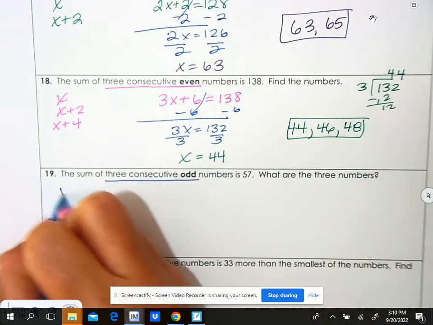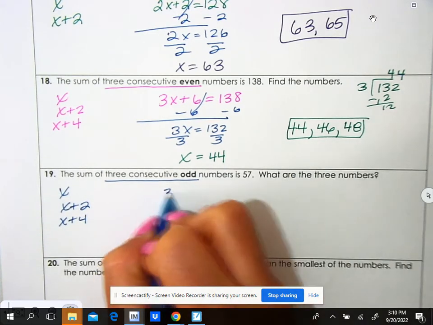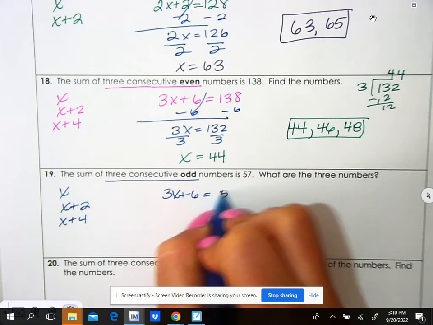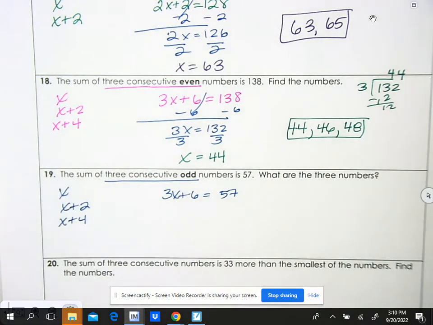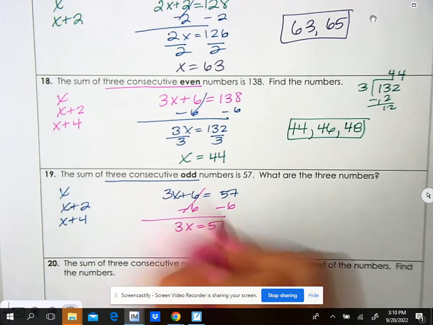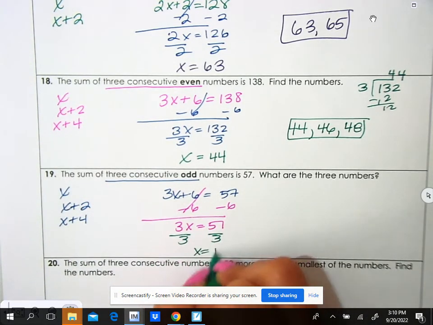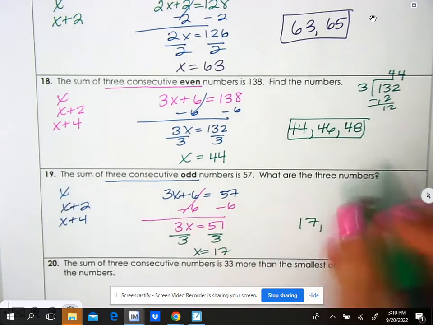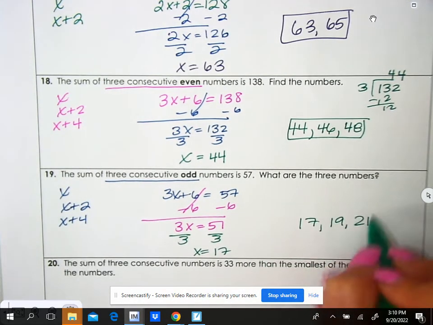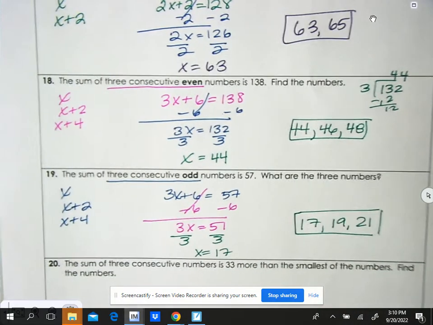All right. Again, 3 consecutive odd, x, x plus 2, and x plus 4. Add those together, and that is 57. And we're going to two-step that. So 17 is the first one, 19 is the next one, and 21 is the third one.